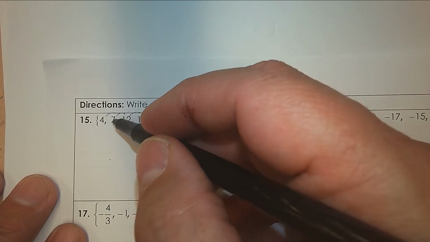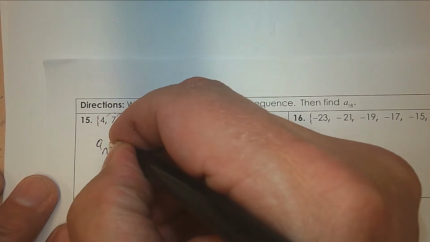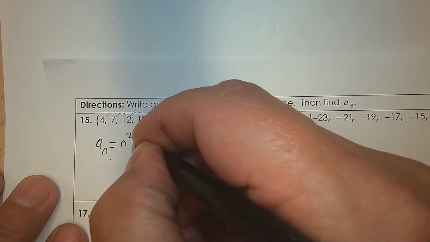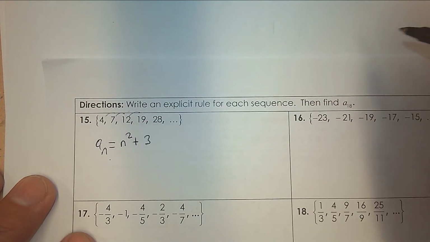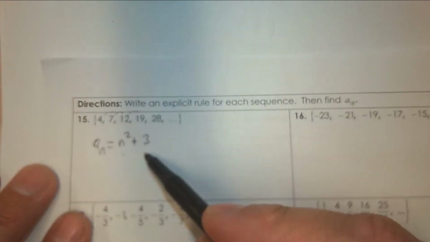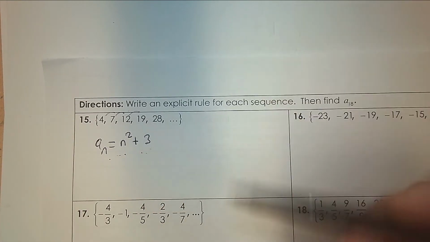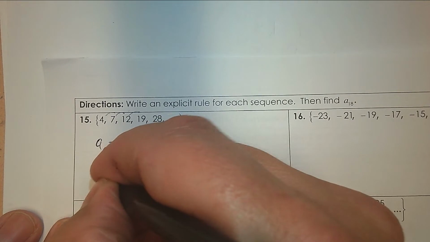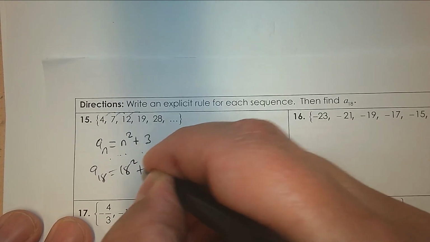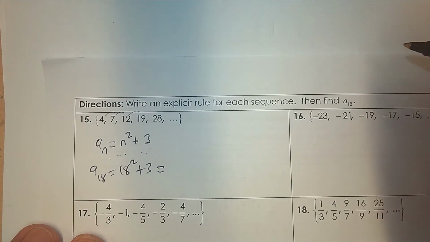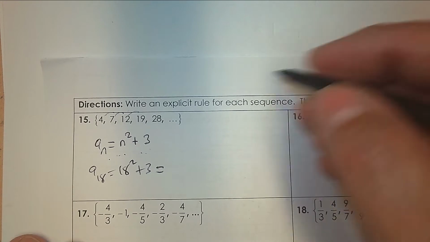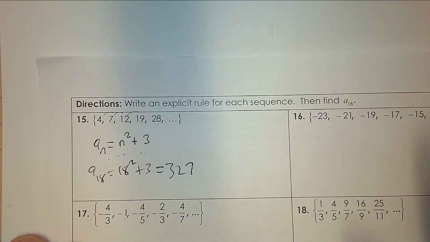So the rule is going to be n squared plus 3. Let's try that. So if you plug in 1, it's 4. If you plug in 2, yeah, 3 squared, and then so on. So it works. And then you try and you plug in 18. Some that like finding the pattern will like this. So 18 squared plus 3, so the 18th term will be 327.